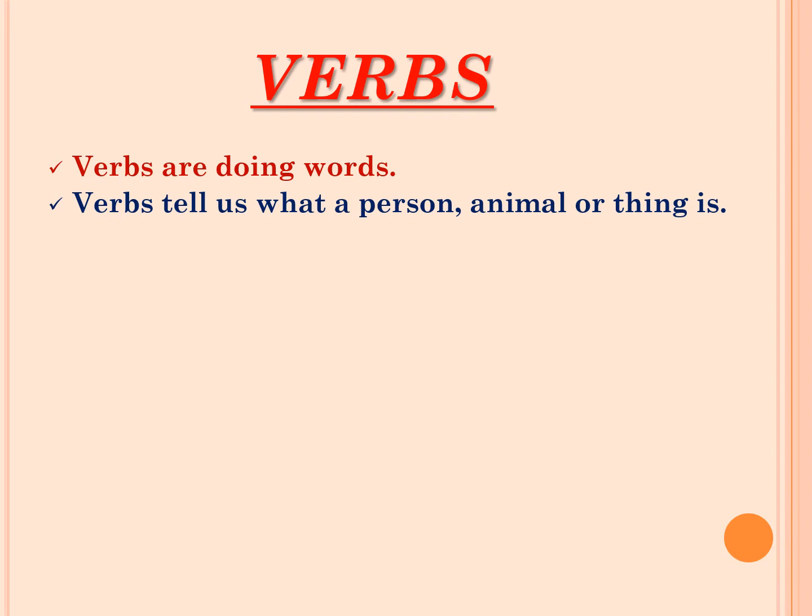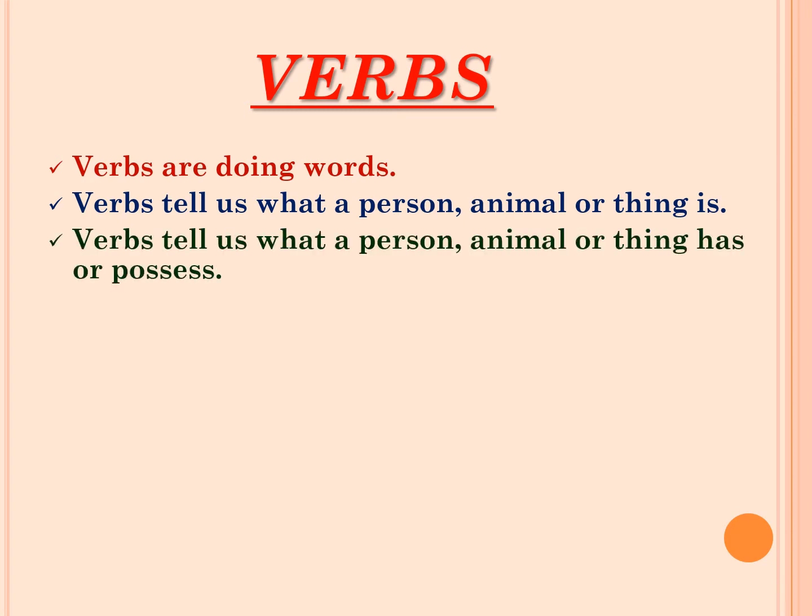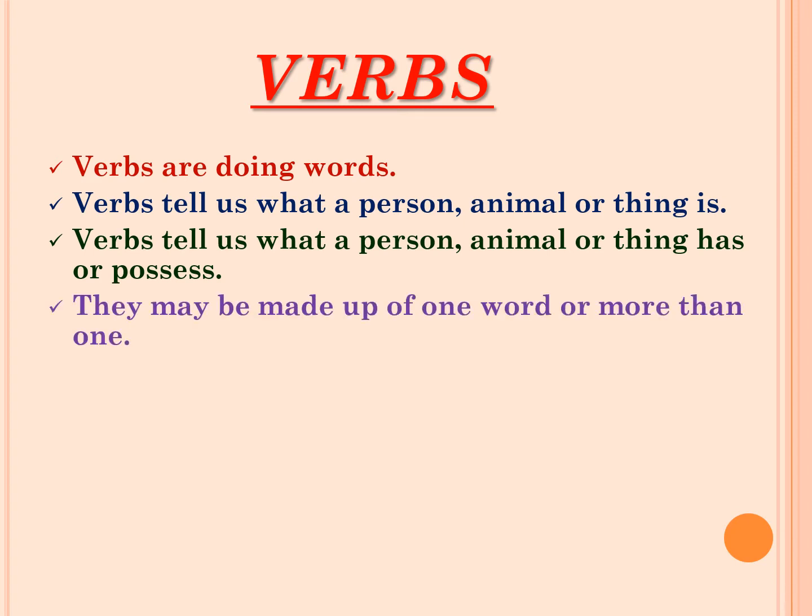Verbs tell us what a person, animal, or thing is. That means they tell us what a person is, what an animal is, or what a thing is. Verbs tell us what a person, animal, or thing has or possesses. So they tell us what they have. And you know what? Verbs may be made up of one word or more than one word. Now, let us take a few examples to understand this better.